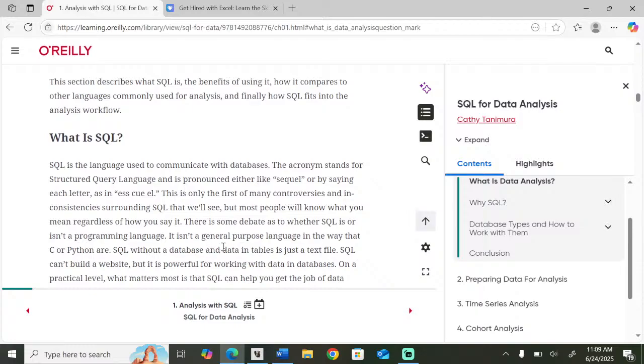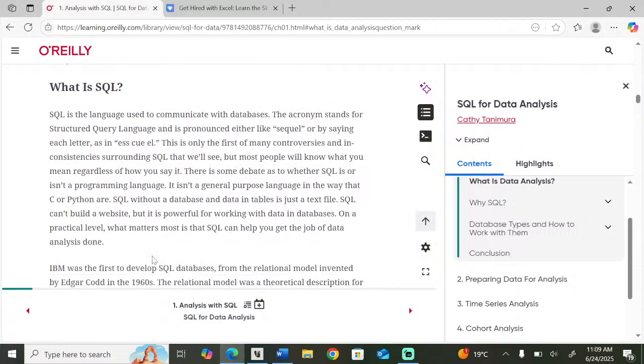It is not a general purpose language in the way that C or Python are. SQL without a database and data in a table is just a text file. Without a database, it's just a text file. That is what we're told.